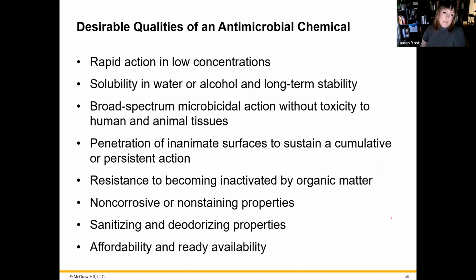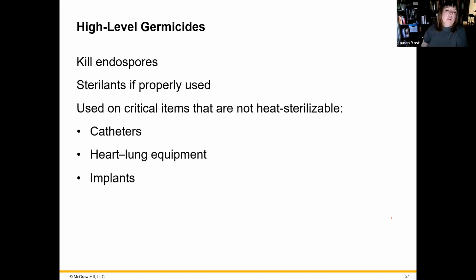We want to be able to penetrate inanimate surfaces and sustain hopefully a cumulative or persistent action. Resistant to being inactivated by organic matter, things like pus and blood interfering with its ability to function. Non-corrosive or non-staining properties of it, and then sanitizing and affordable and all that. Preferably smell nice too, right?